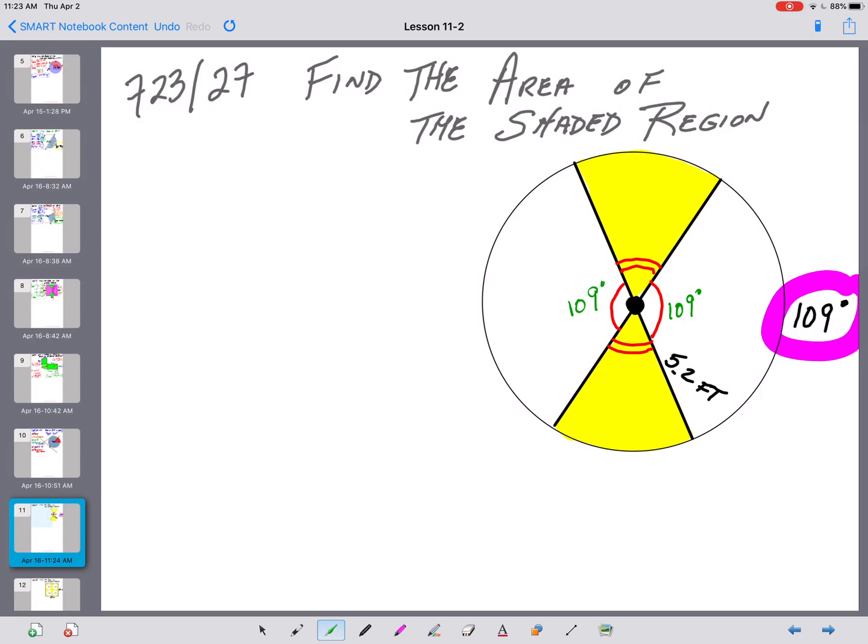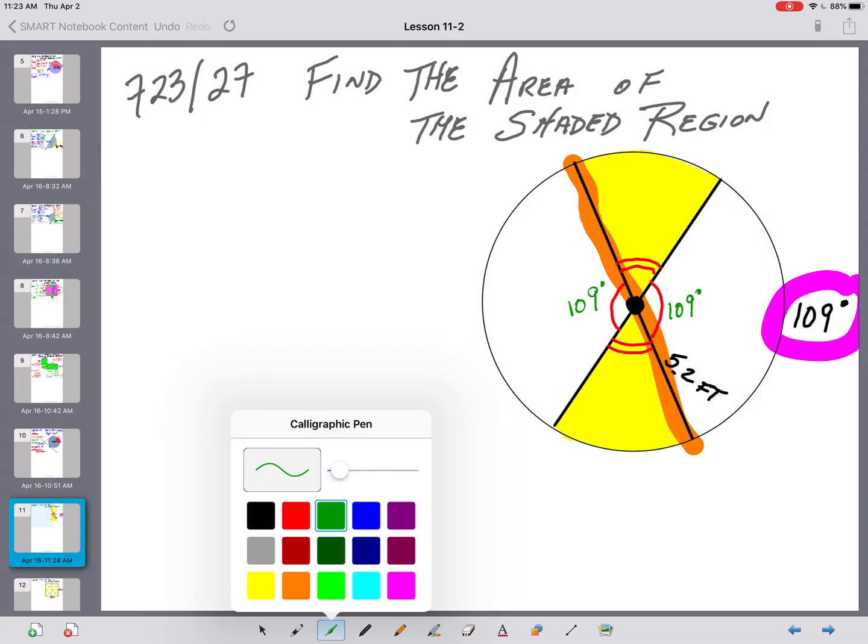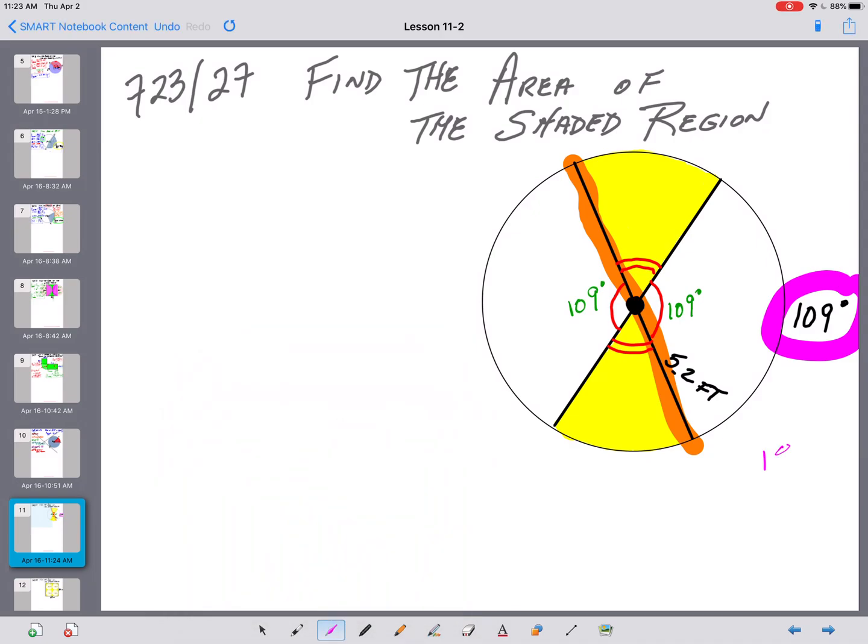Now, I'm really not interested in that central angle. I'm interested in the yellow part central angle. Well, look, you've got right here, you've got a straight line. So let's figure out that other central angle. Here we go. 180 minus 109, I think it's 71. So we got 71 degrees here, 71 degrees here.